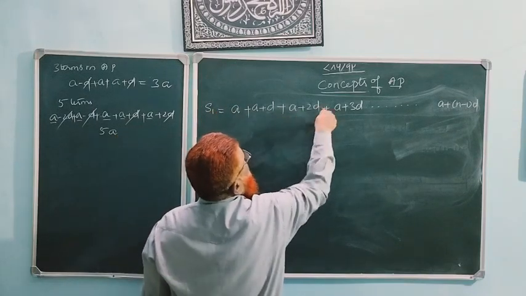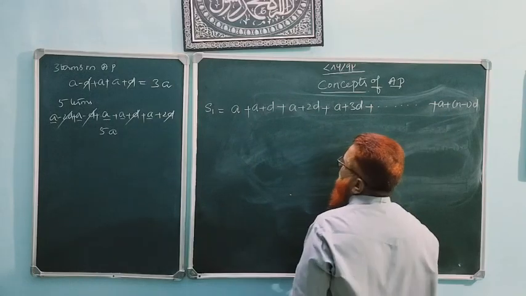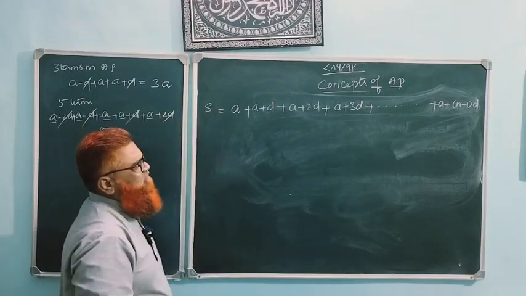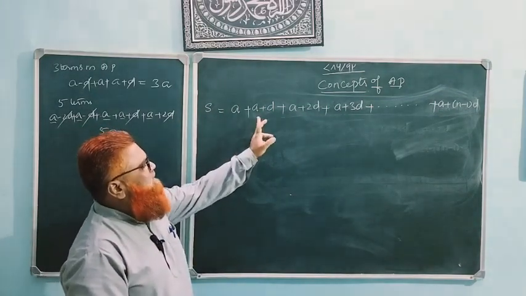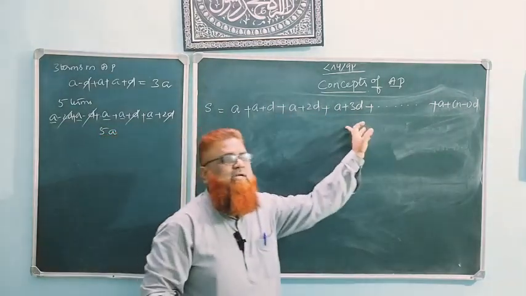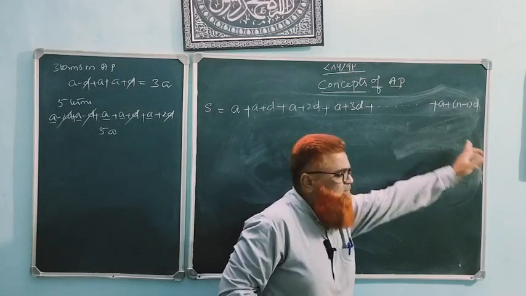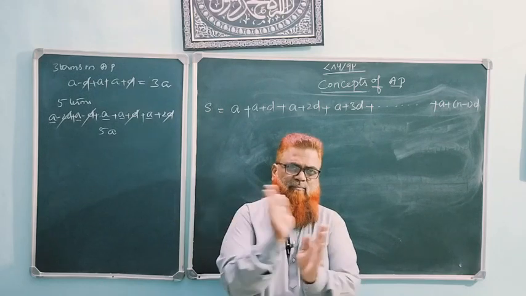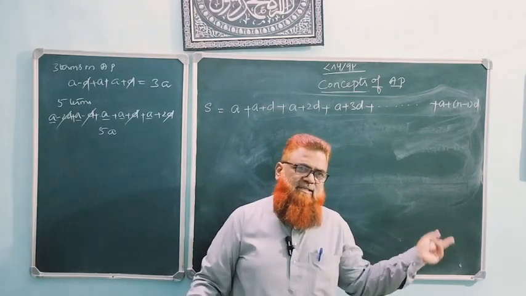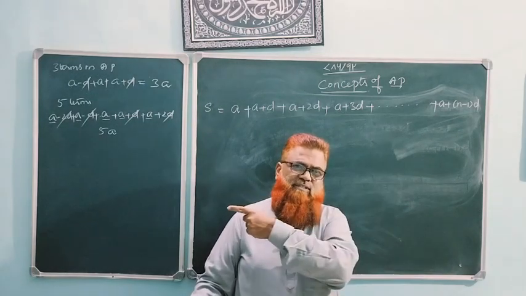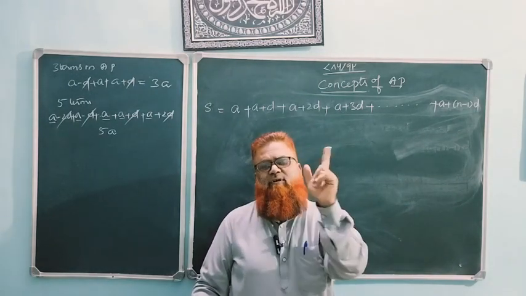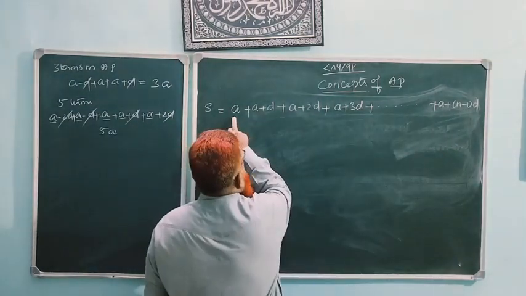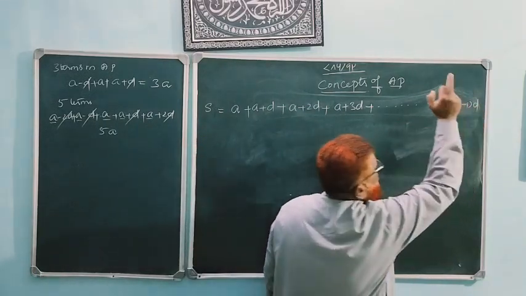Adding all the terms, the progression changes to a series S. Or you can write it generally as S. S is equal to A plus (A plus D) plus (A plus 2D) plus (A plus 3D) plus ... plus (A plus (n minus 1) into D). For the same series, I would like to make a reverse: the last term will assume the first term position and the first term will go to the last position.